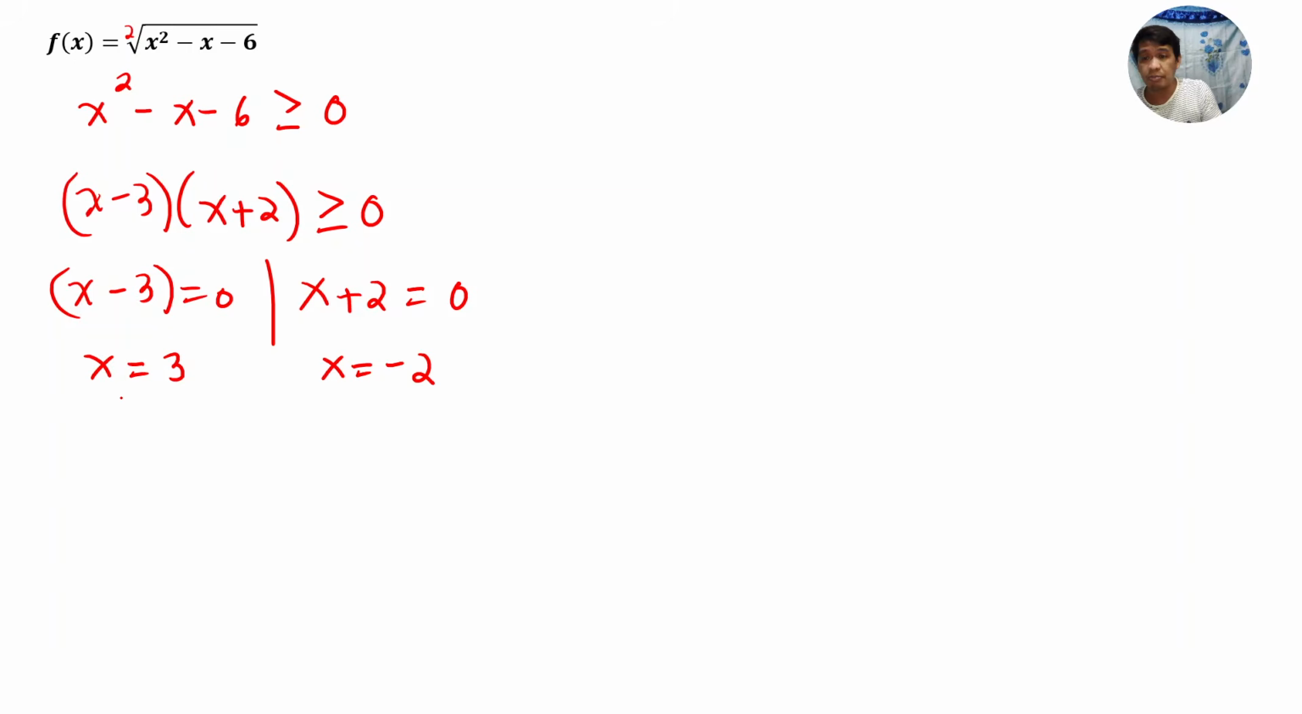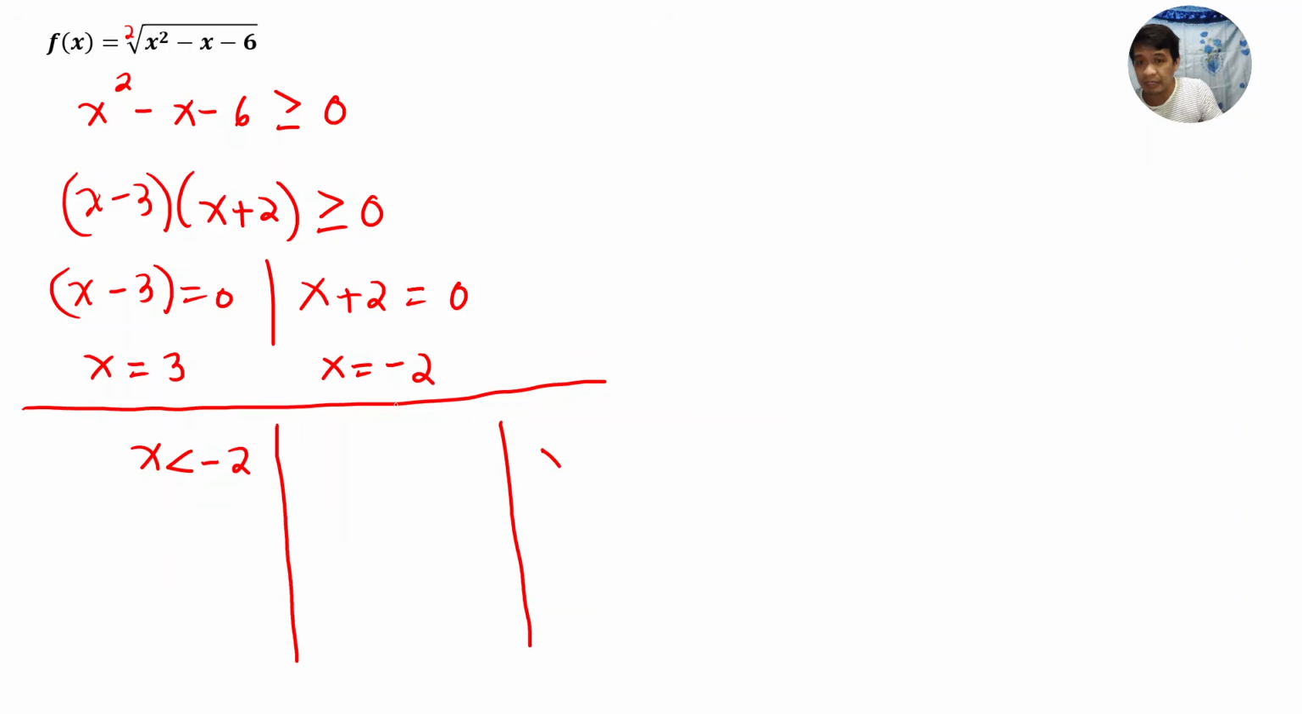Para mas madali, pwede tayong gumawa ng table of values. So simulan natin sa mas mababa. Mas mababa ang negative 2 kesa sa 3. So kukuha ako ng values, anything that is less than negative 2. Then, kukunin ko yung value na mas mataas naman dun sa mas mataas na number. X is greater than 3. And any values na greater than negative 2 but less than 3. So, ganun lang ang gagawin natin, ha?